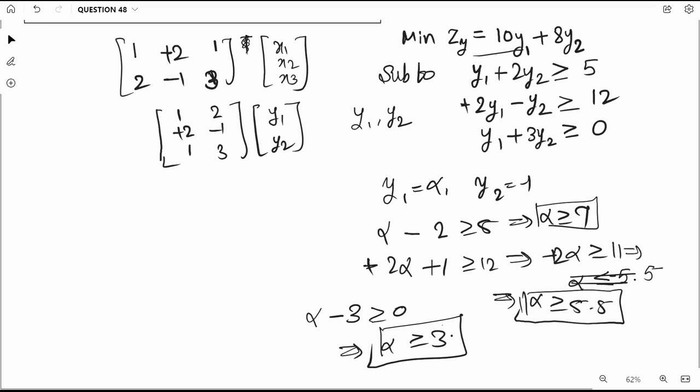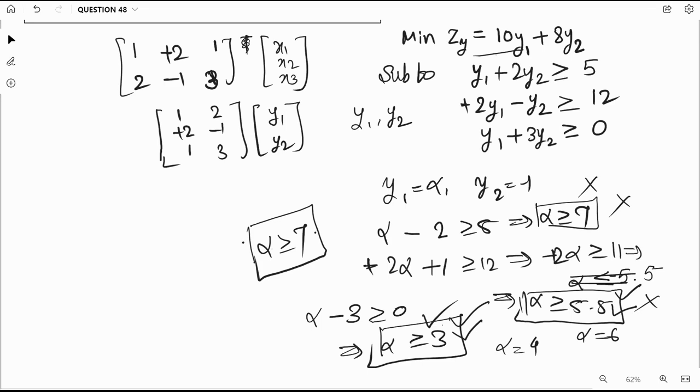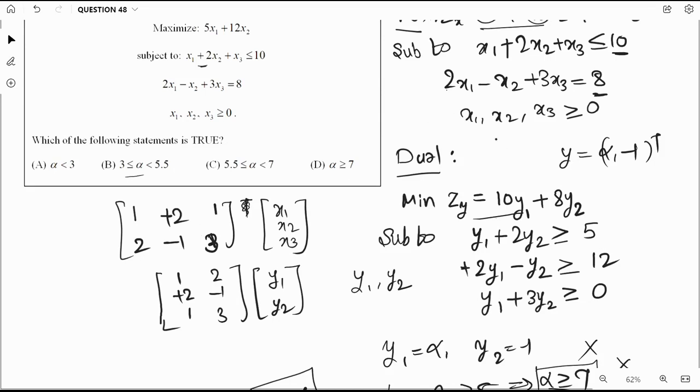If alpha is greater than or equal to 3, say alpha is 4, then it satisfies this but doesn't satisfy these two. If alpha is greater than or equal to 5.5 but less than 7, suppose alpha equal to 6, then it satisfies this but not this. So we must have alpha greater than or equal to 7. If alpha is greater than or equal to 7, then it will be strictly greater than 5.5 and strictly greater than 3 as well. Therefore, the condition is alpha greater than or equal to 7. So let's check if we have that option. Okay, so this option is the correct option: alpha greater than or equal to 7. I hope you all understood this solution.